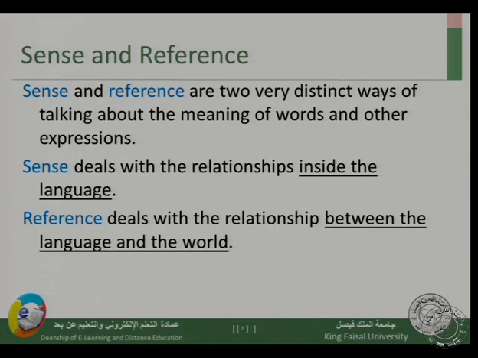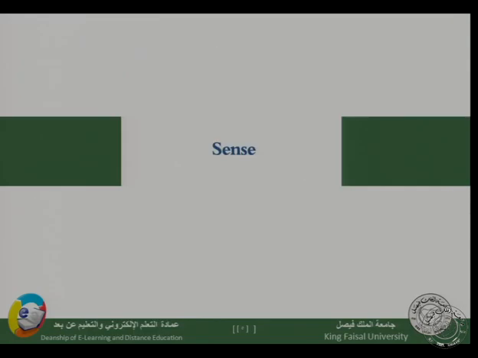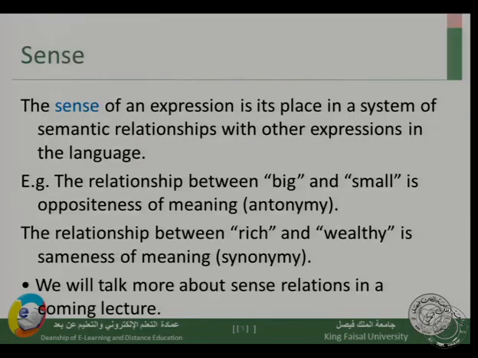Sense deals with the relationship inside the language, so sense is within the language itself. On the other hand, reference deals with the relationship between the language and the outside world. We're going to talk about each of these terms in detail right now. So starting with sense, it's always helpful to give a definition at the beginning. So what is sense? The sense of an expression is its place in a system of semantic relationships with other expressions in the language. So what does this mean?